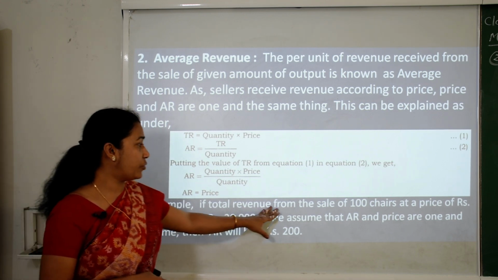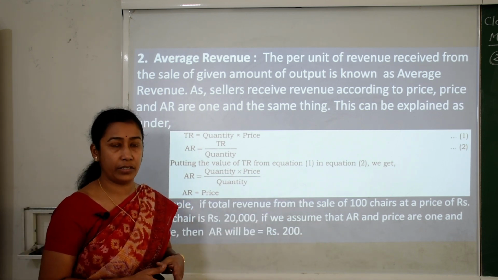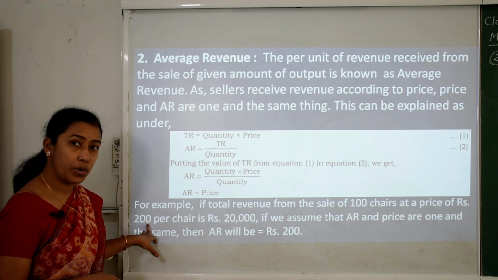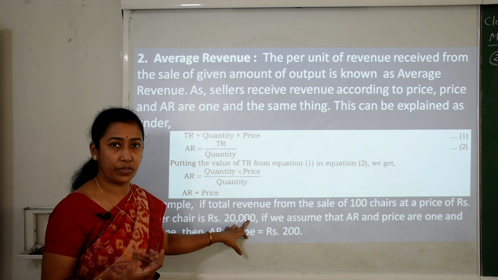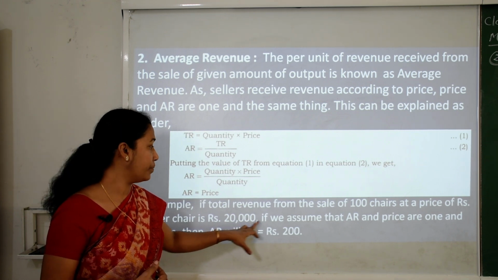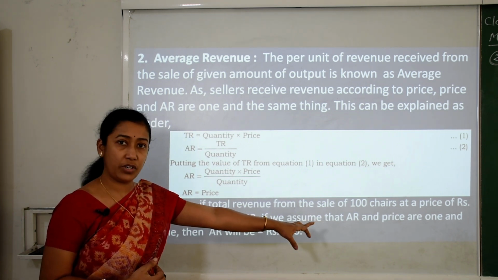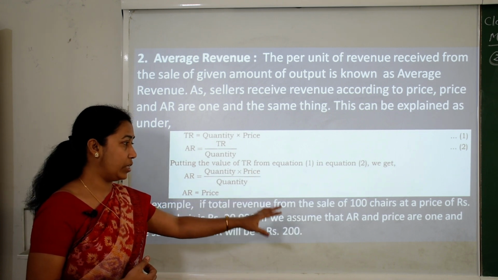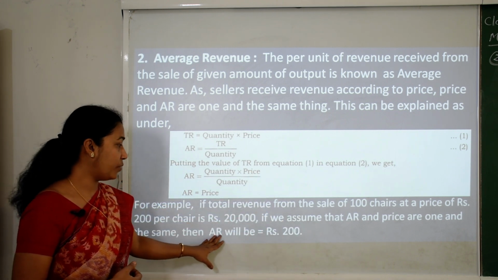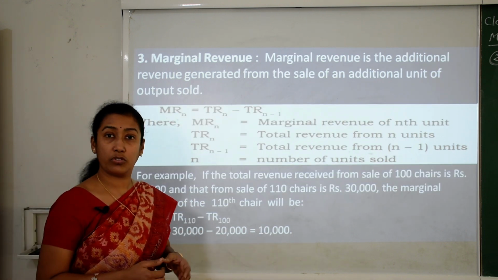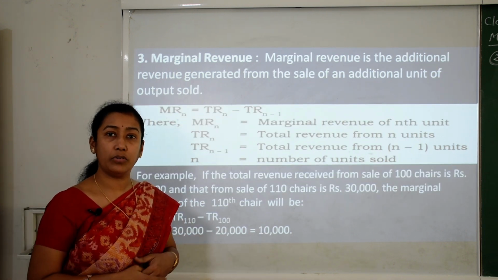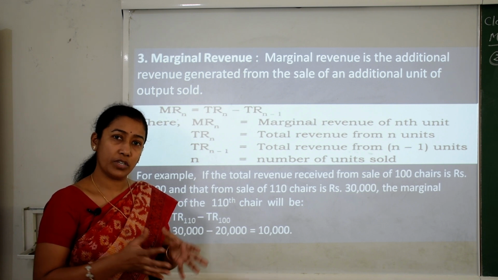For example, if total revenue from the sale of 100 chairs at a price of rupees 200 per chair is rupees 20,000, that means this is the total amount of revenue which is received by the firm. If we assume that average revenue and price are the same according to this equation, then average revenue will be 200 and price is also 200. So, we can say that average revenue and price are just the same.